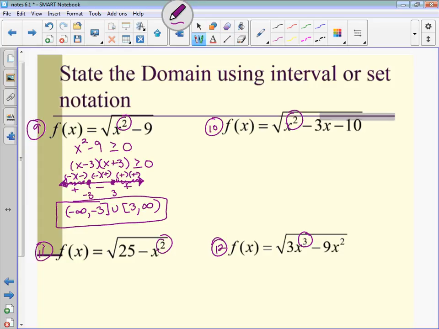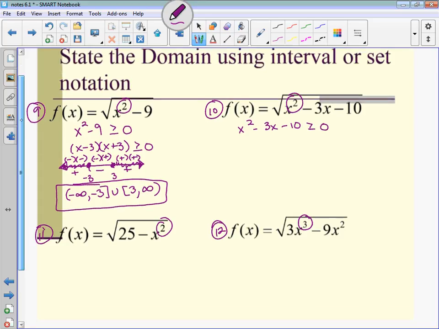Okay, questions on 9? Do you want to do one more together before I have you try one on your own? Yes, okay. All right, so let's start 10. Maybe we're going to do 4 together, I don't know. So x squared minus 3x minus 10 has to be greater than or equal to 0. Okay, that's where you start every time.